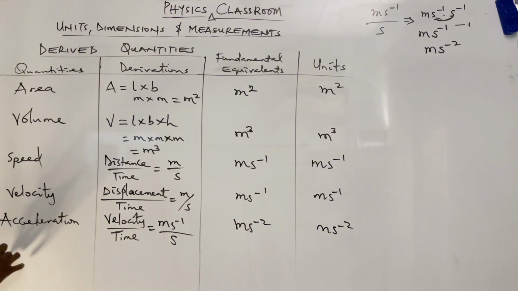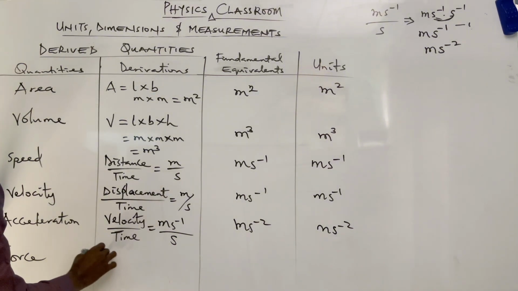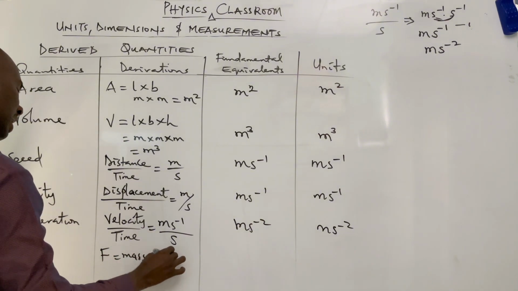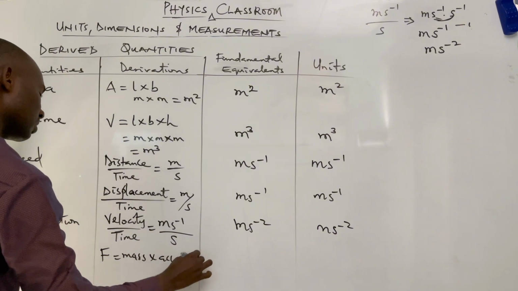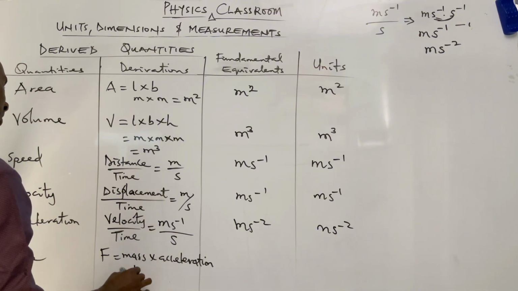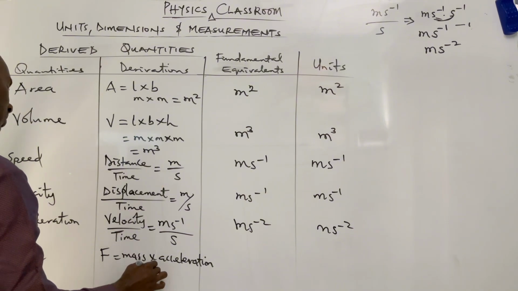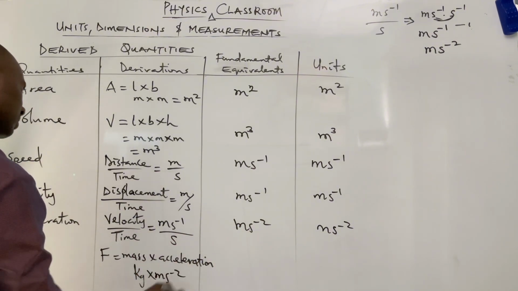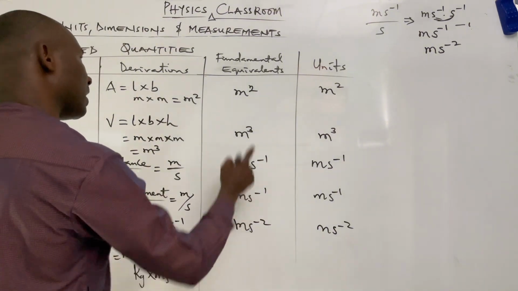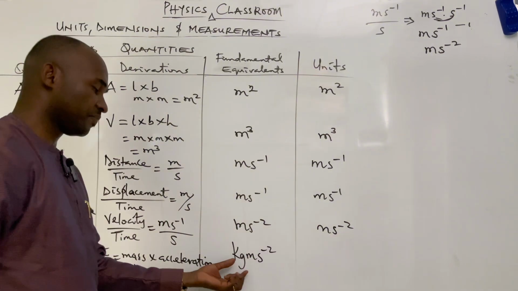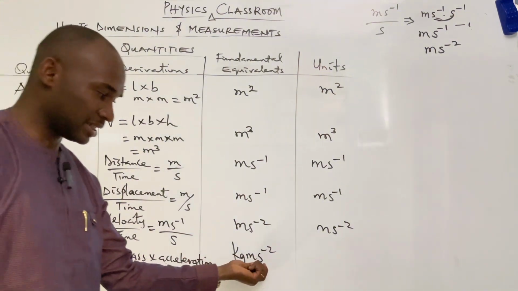Next is force. Force is defined as a product of mass and acceleration. Mass, being a fundamental quantity, is measured in kg, and acceleration from above is measured in meter per second square. So joining them together, we have the fundamental equivalent to be kilogram meter per second square. That is kilogram for mass, meter for length, seconds for time.